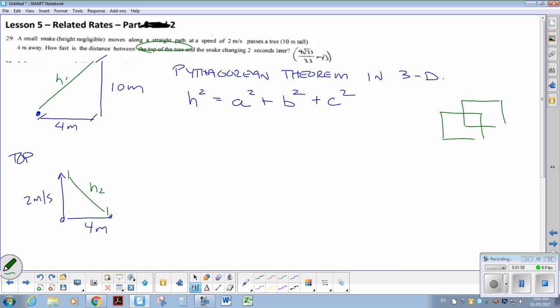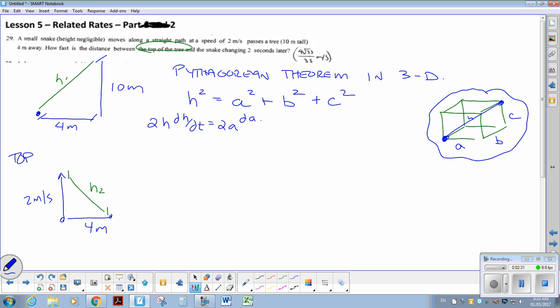the dimensions that go from one corner of a cube across to the other side by knowing A, B, and C. So that's just finding the distance from one corner of a cube to another. There's the relationship that we're looking for here. So we're going to go ahead and take the derivative. We have 2h dh by dt equals 2a dA by dt plus 2b dB by dt plus 2c dC by dt.